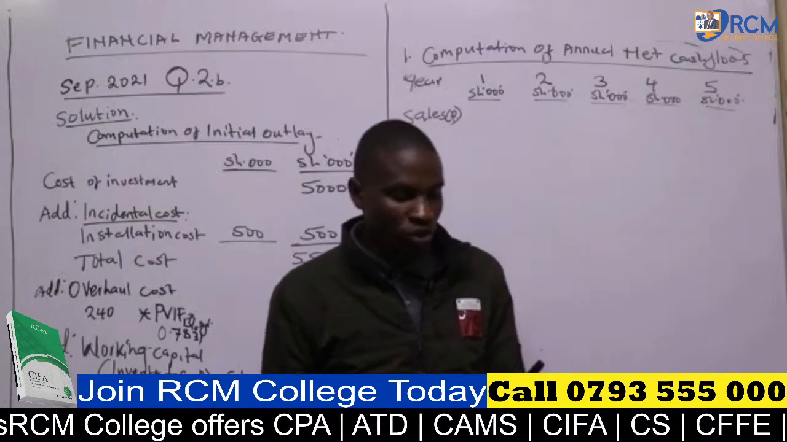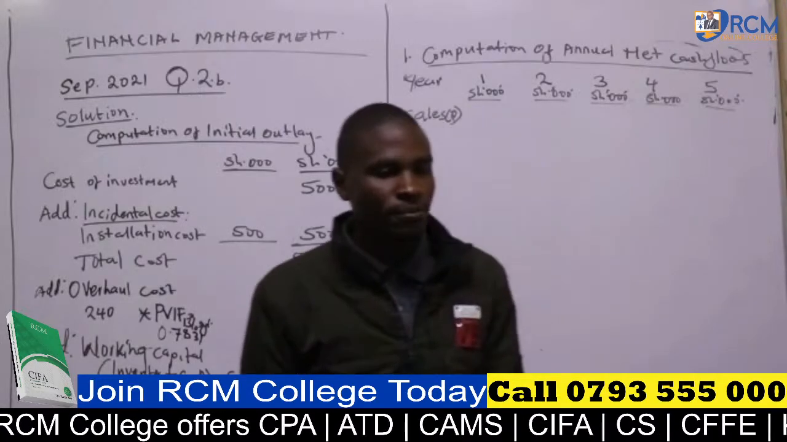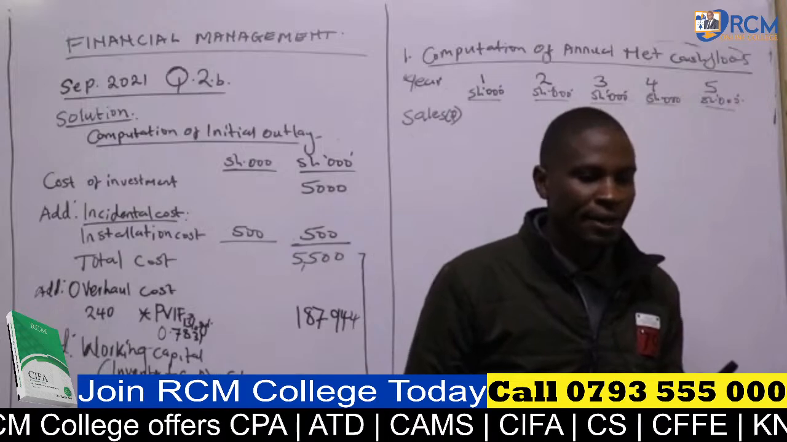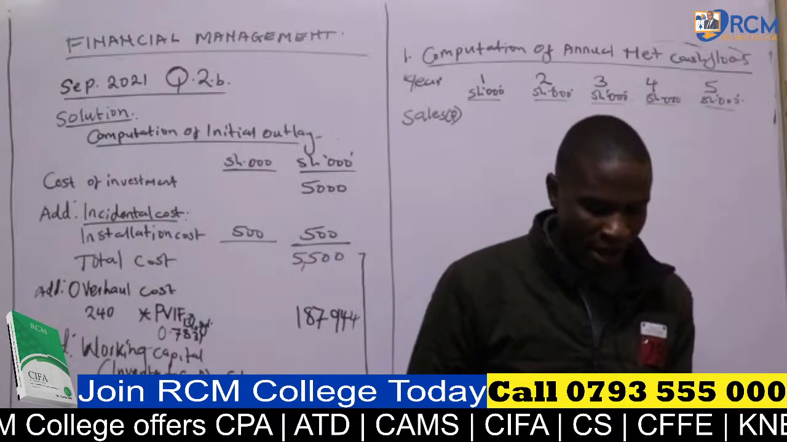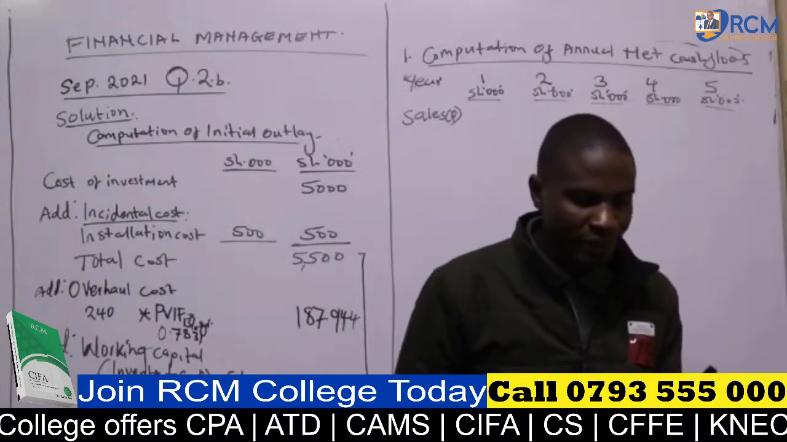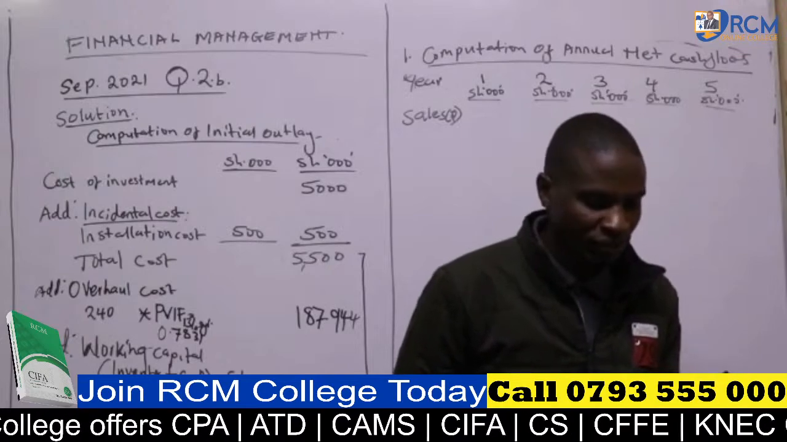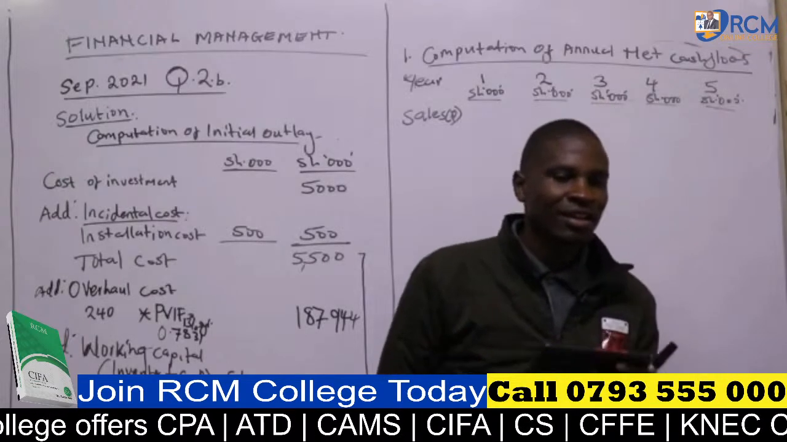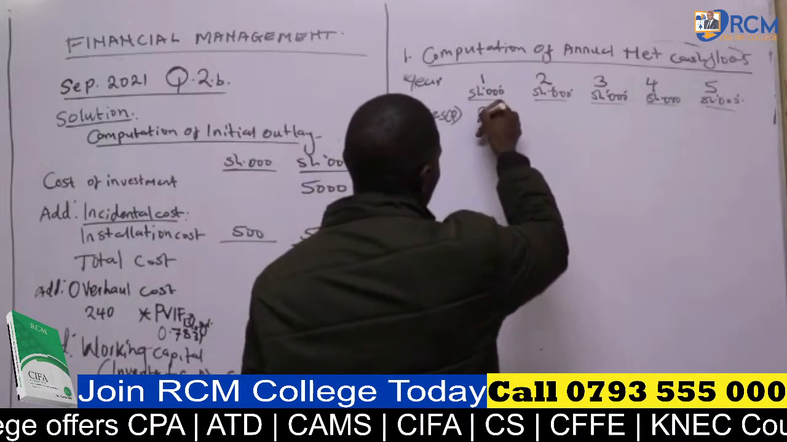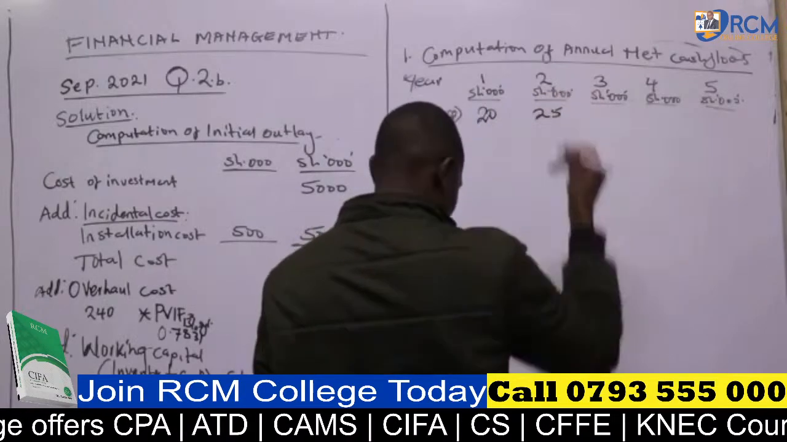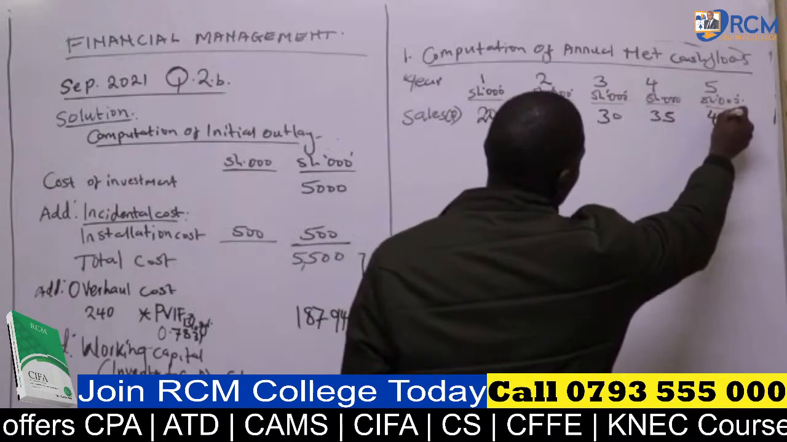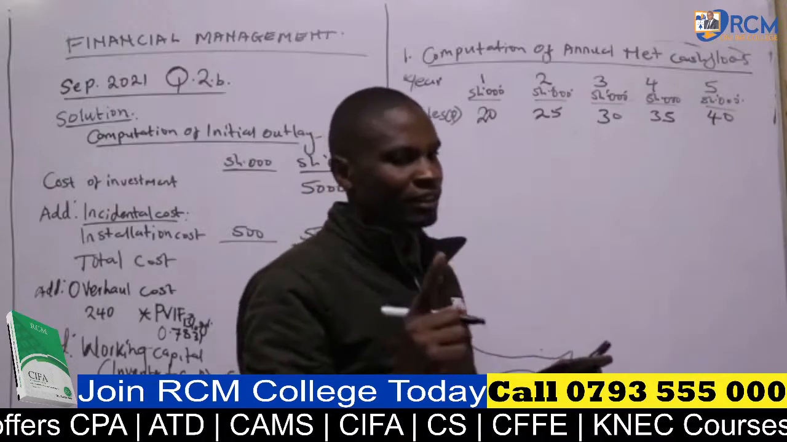Sales are given in units. Can you see 20,000 year 1? The quantity of the product to be manufactured and sold in each year are estimated as follows: 20, 25, 30, 35, 40. Can you see that? Yes, they are going to be manufactured and sold.